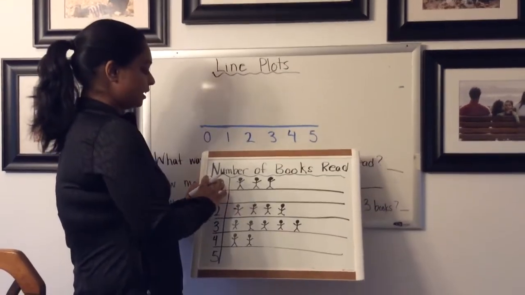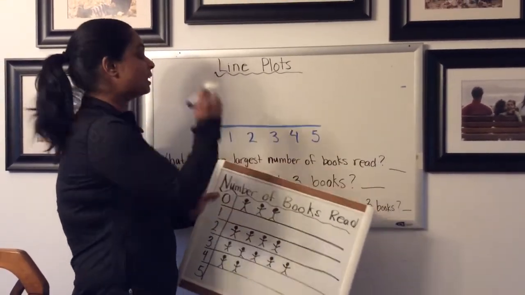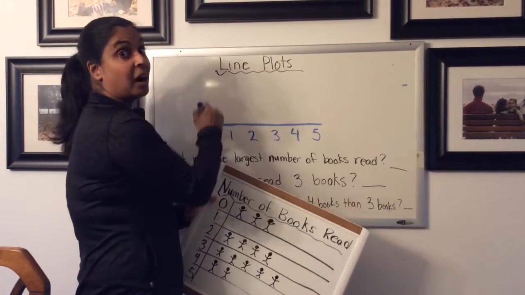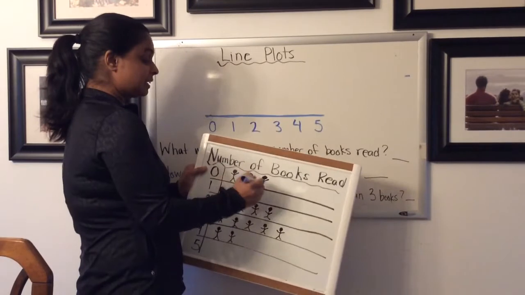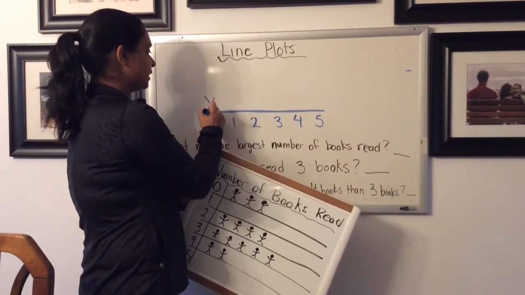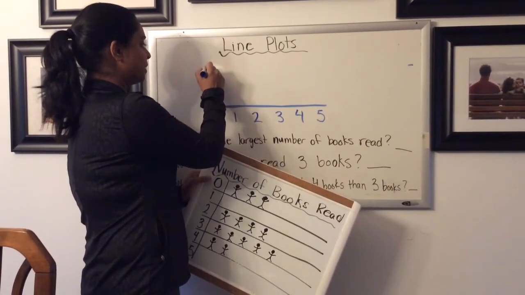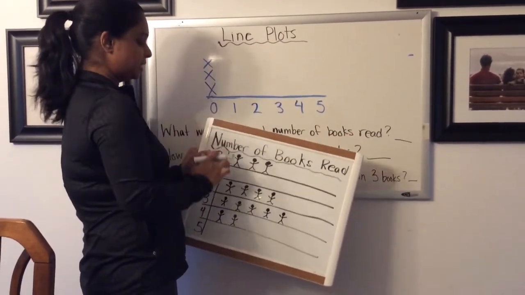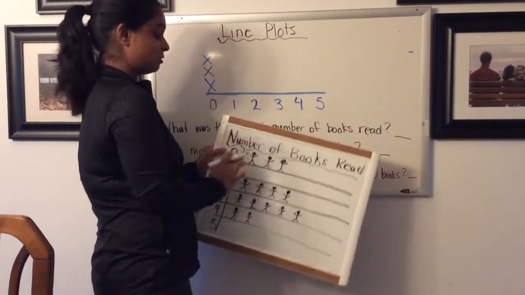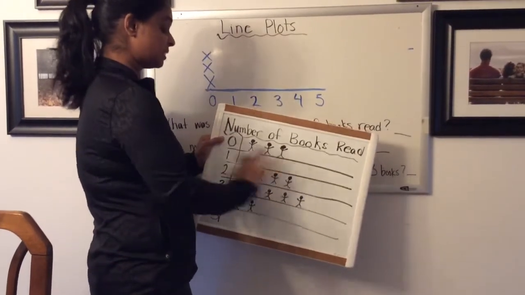So I can see here, 0 has 3 people. Now in a line plot, you're not drawing a bar, like a bar graph. Instead, you're going to use an X to represent each person. So your line plot's going to look like this. So 3 people read 0. Now I'm not going to draw any X's for 1 because I want to show that that's 0.